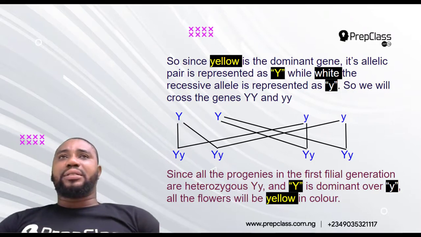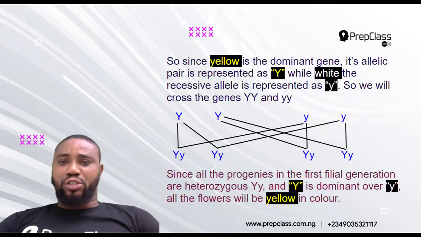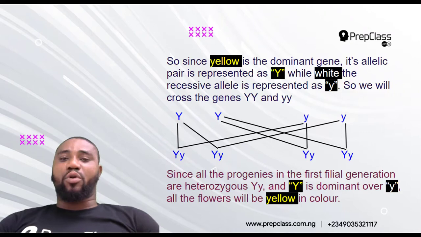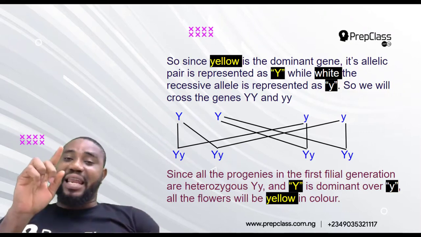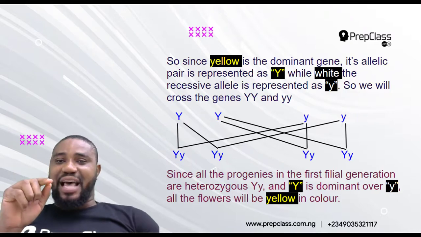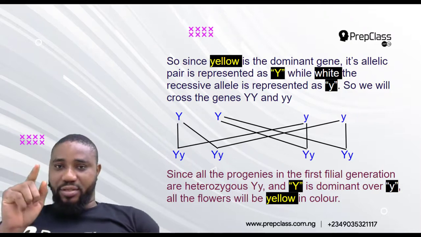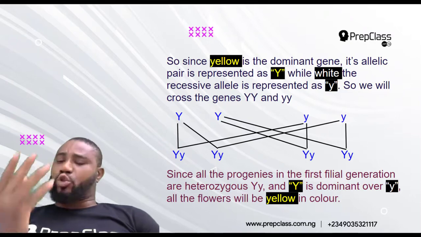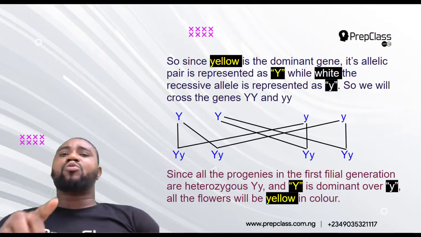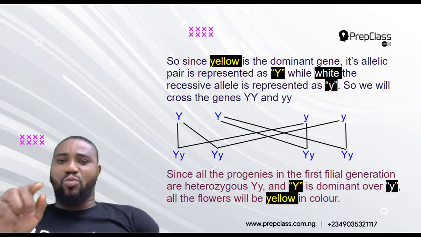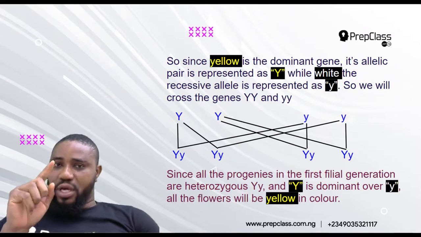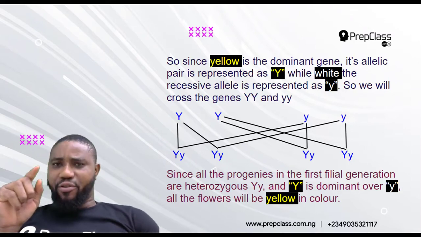A tall man that doesn't have any gene for shortness in his blood has capital letter T and capital letter T. These two capital letter Ts are genes for tallness. Now, a man may be tall but have a gene for shortness in him. Now that man will have capital letter T and small letter t. Capital letter T is the allelic form for tallness. Small letter t is the allelic form for shortness.